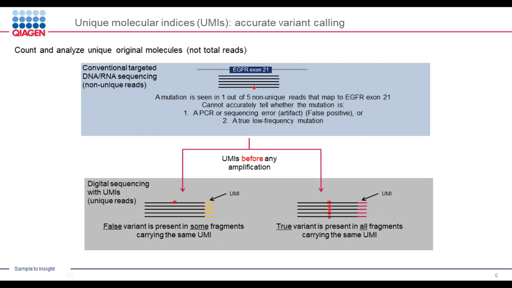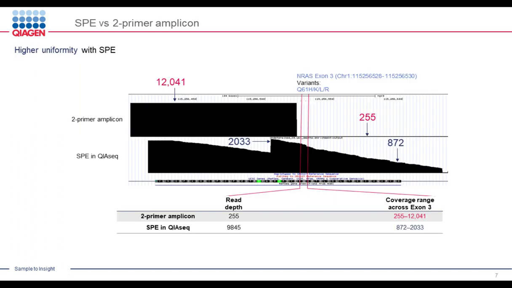And now to show you the advantages of the single primer extension approach, I mentioned that you can achieve a higher level of uniformity and coverage across different regions. Just to give you a couple of examples, I'm showing you here some data that compares a single primer extension approach versus a 2-primer amplicon approach for enrichment. I'm using NRAS as an example. We're looking at enrichment of exon 3 of NRAS here.